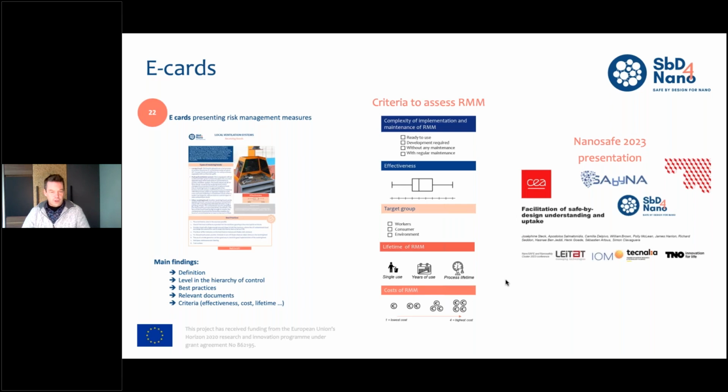So these 22 e-cards in total have the structure, as you can see on the left-hand side. So they have a definition or a text of what the risk management measure is. In this case, it's about local ventilation system. So there's a description of what it is. There's an explanation of which level of hierarchy of control it's in, and there's suggestions for best practices that can be used in using local ventilation system. Then there are links to relevant documents, and there's a set of criteria which are identified at the middle of this slide. First of all is the complexity of the implementation of these risk management measures, so whether they are ready to use, whether there's additional development required, or whether they use maintenance, etc.